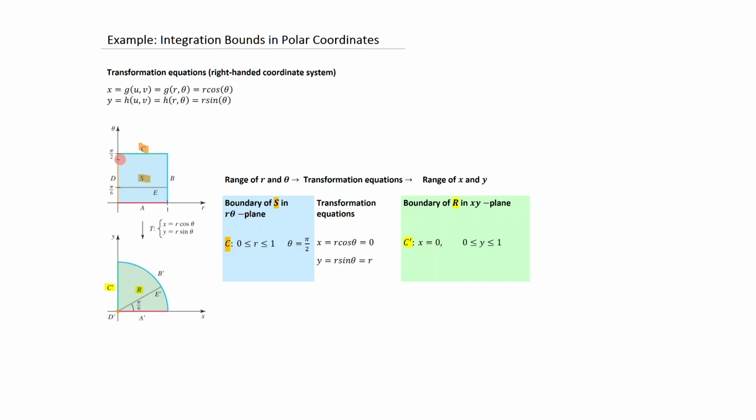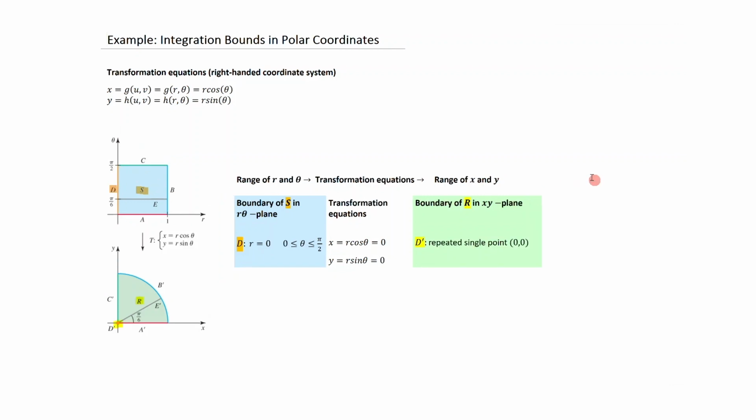The last one is this line, the orange line here, where r is equal to 0, but theta ranges from 0 to pi over 2. If r is set to 0 and theta ranges from 0 to pi over 2, then both x and y are equal to 0. So effectively, for every point that you consider along this line, you consistently map onto the same location, D prime at the origin. For every point here, you just repeatedly touch this origin point.